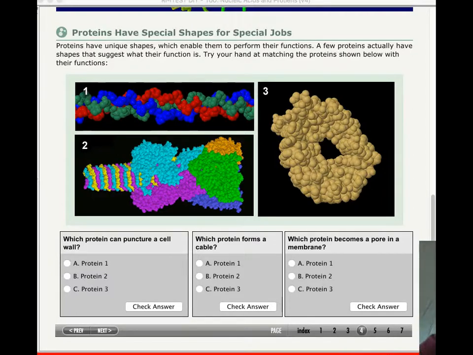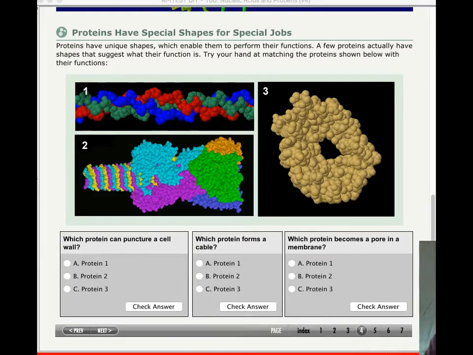Other shapes are more globular. Everything kind of sticks together like this shape. All the amino acids form the chain and they all stick to each other, or they make disulfide bonds like this, and they make a very globby shape.